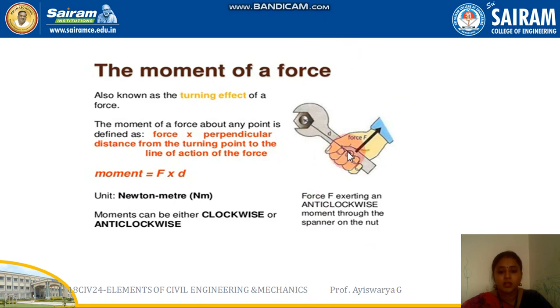We have two different directions or rotations for this moment. One is clockwise and another one is anti-clockwise, right? So we can take the unit of the moment of the force as Newton mm or even Newton meter. It's nothing but the turning effect, and the formula for moment is F into d.